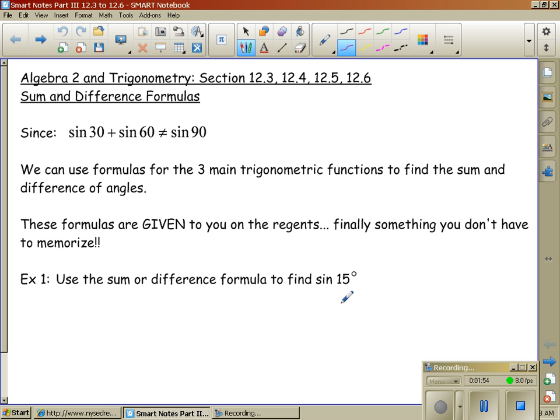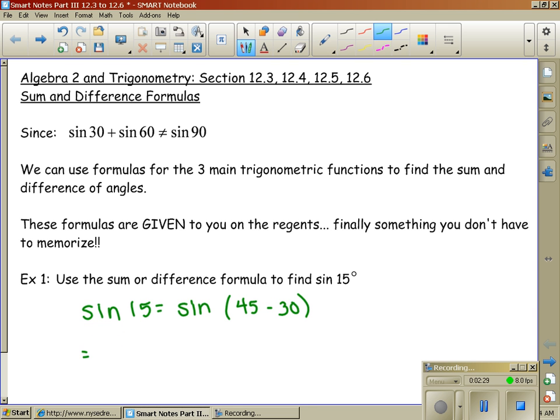So sine of 15. The hardest part is thinking how we're going to find 15. Think about the angles that you know. You know the sine of 30, you know 45, you know 60, you know 90. So you're just looking for a combination of those numbers, either adding or subtracting, that come up with 15. So if I want to find the sine of 15, I can use the fact that I know 45 and 30. Because if I subtract 45 and 30, I get 15.